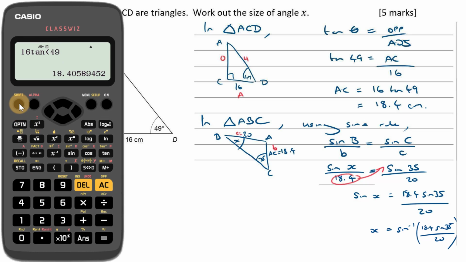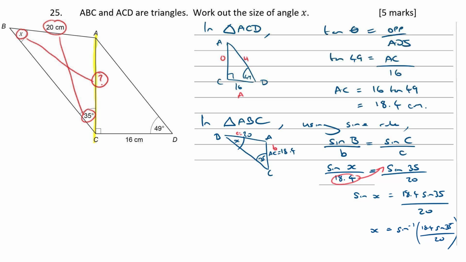So, shift, sine to the minus 1 of 18.4. I'm going to use the last calculated value, so I'm going to use the answer key, so I don't lose accuracy. Sine 35, and then divide that by 20, and I want to find the inverse sine of all that. So apparently that is 31.86, which I'm going to round off to one decimal place. I'm going to say that's 31.9. These are degrees, isn't it, because it's an angle. So x equals 31.9, just right on the line there.